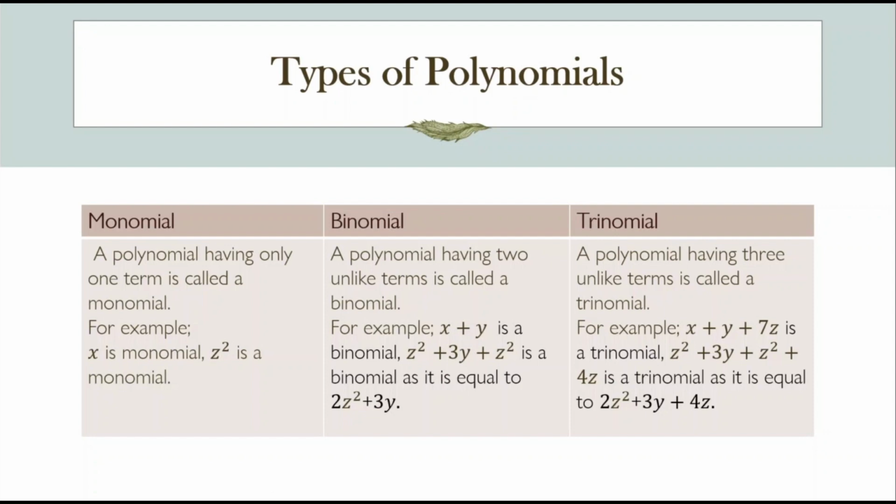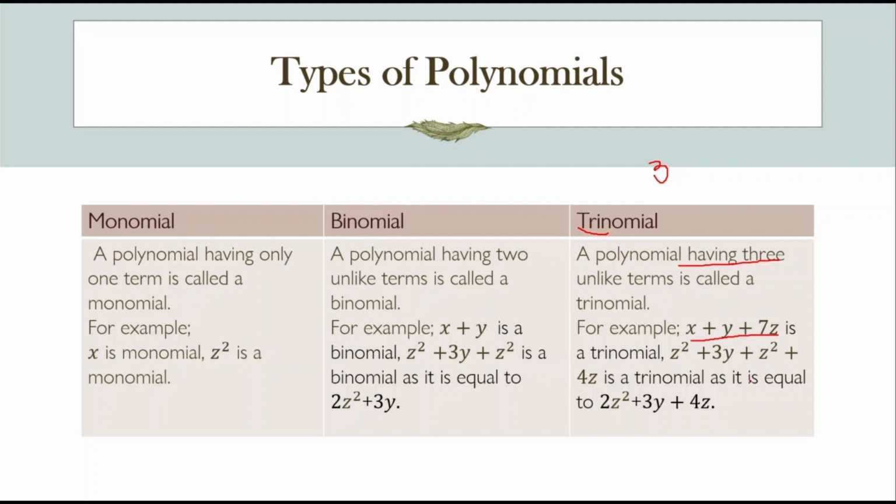Right? Now the last one is trinomial. Tri means 3. Wherever the word tri is there, like triangle, it has 3 sides. Similarly, trinomial means it would be having 3 unlike terms. For example, x plus y plus 7z consists of 3 unlike terms, 3 terms which would be having different variables, or the power of variables would be different.